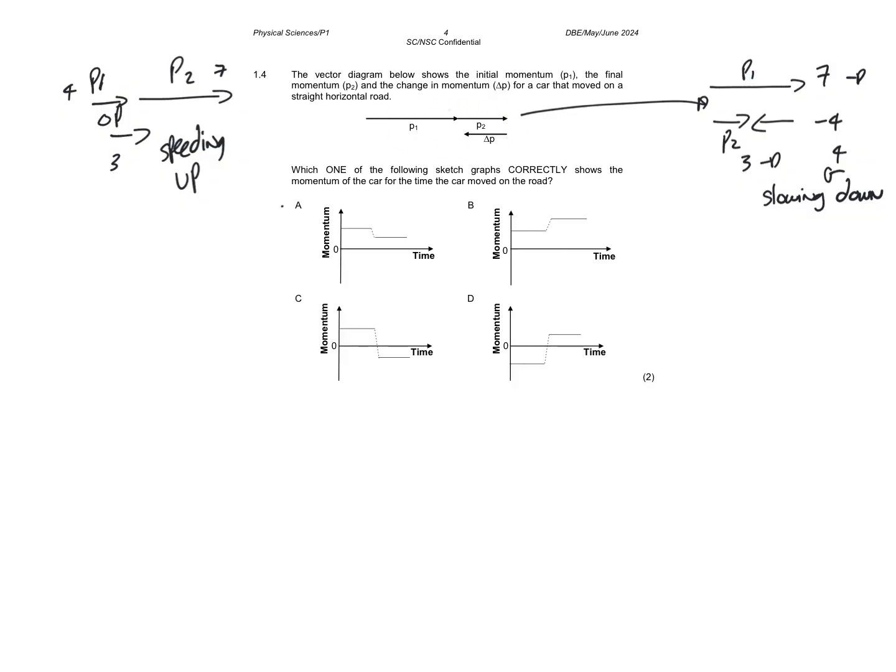If I can just highlight them, well, draw on them. That's the initial momentum. This is the final momentum. They are both in the same direction, but the change in momentum is in the opposite direction because some of the momentum that you had initially in the red has been cancelled out. That is what slowing down looks like. This one over here is what speeding up looks like.